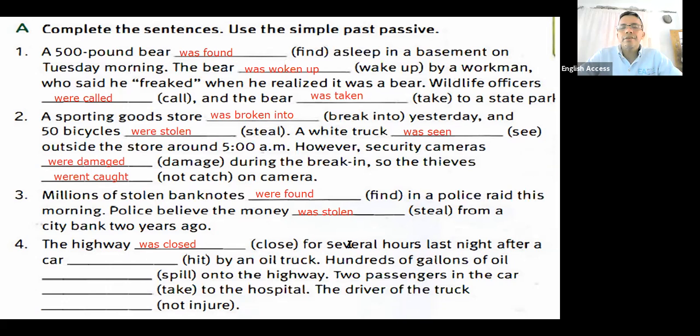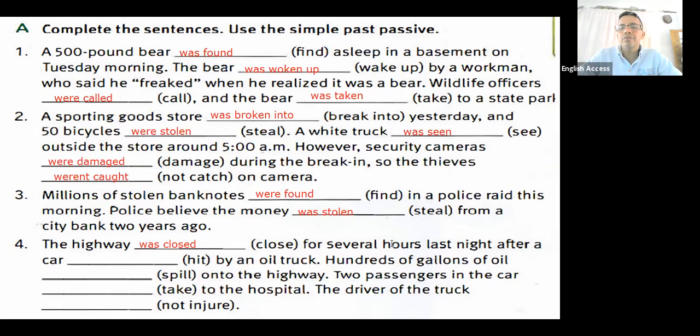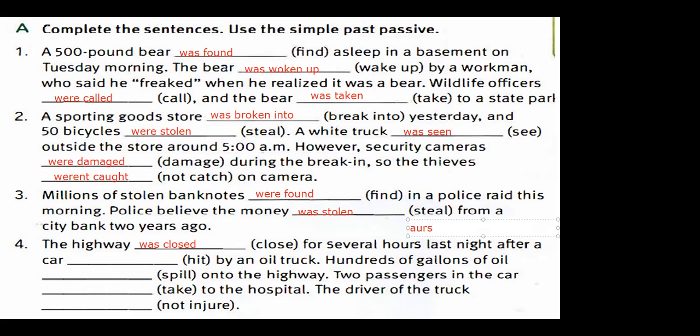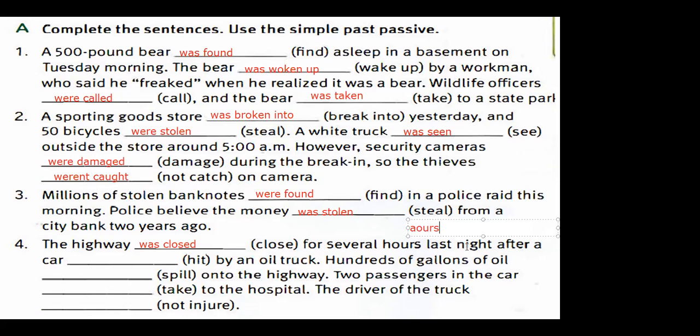Okay, you say house. Hours. No house, hours. No H. Hours sounds like hours. Hours. And this is night. This is a basic word. Repeat that. Night. Yes. Last night.